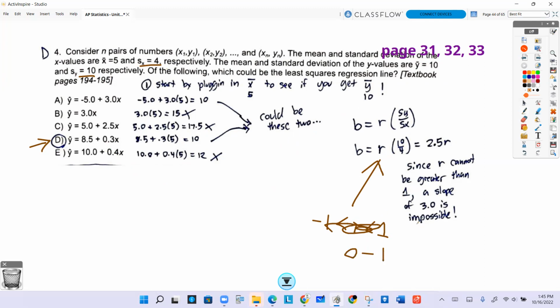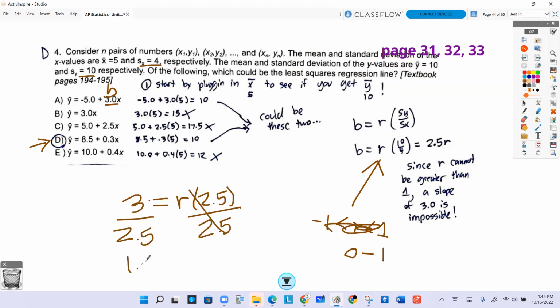R cannot be greater than 1. So if I did 2.5, because 10 divided by 4 is 2.5, and I look at my b value here, 3, if I divided 3 by 2.5, that would give me an r value of 1.2. That is not possible. So the only one that would actually make sense in this problem is answer choice D.